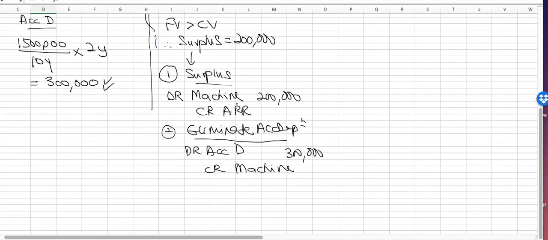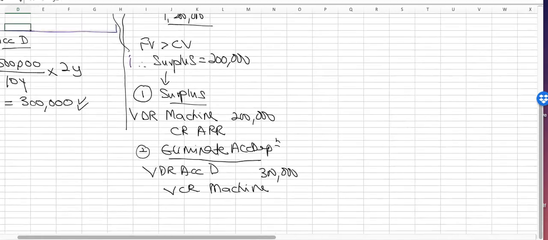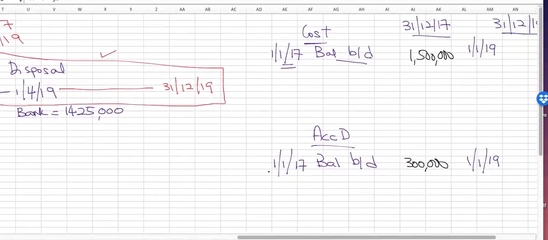The ones that will affect the notes on the PPE will be the cost and the accumulated depreciation. ARR does not, unless you prepare the published accounts, then you have to put this in the Statement of Changes in Equity. So debit machine, that means you have to add to your machine, 200,000. This one, debit accumulated depreciation, you have to reduce your accumulated depreciation. Credit machine, you have to reduce your machine by 300,000. So, I'm going to show it here.